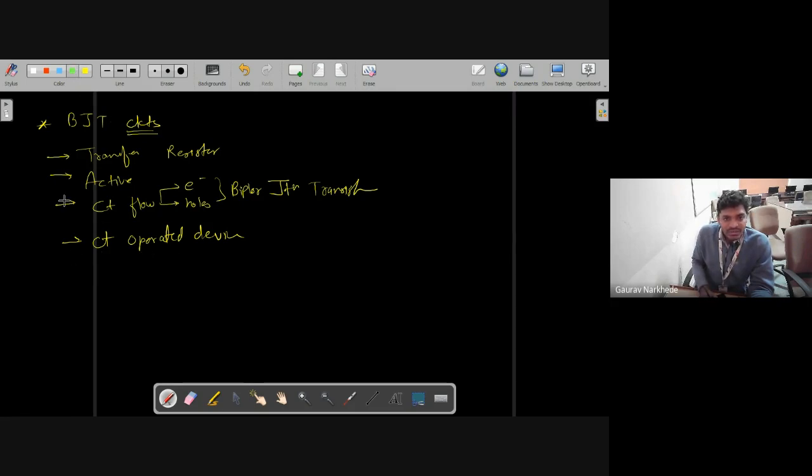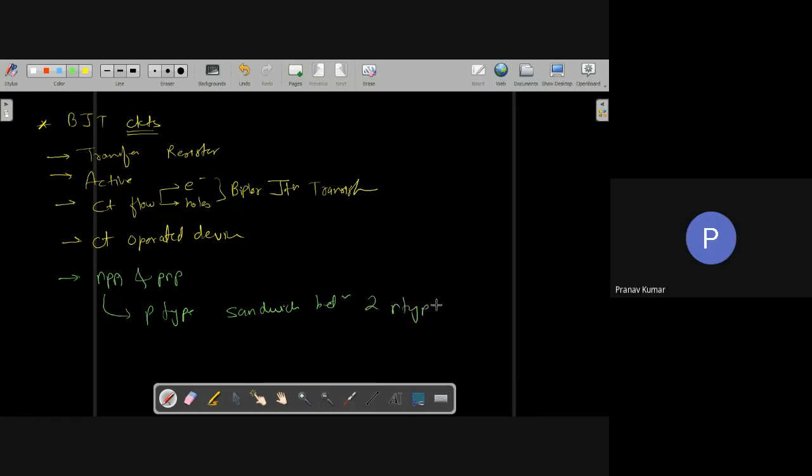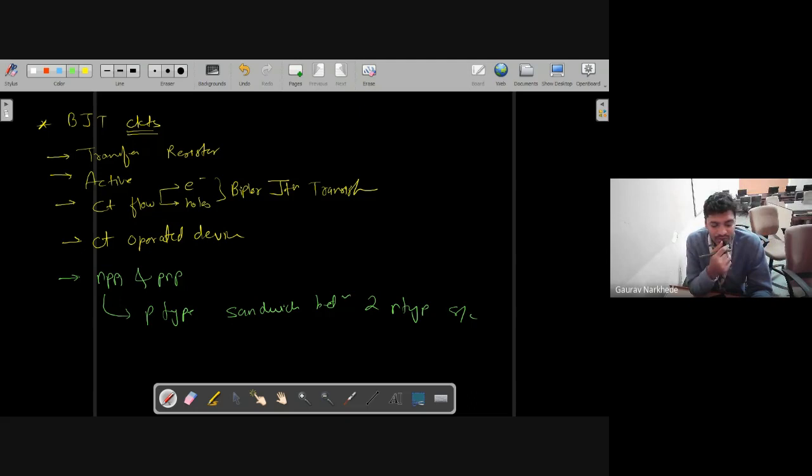Now, this device comes in two forms, right? One is NPN and the second one is PNP. So depending on the construction, we can classify the device into two types: NPN and PNP. Now see here, NPN or PNP, how are we forming this? One P type semiconductor is sandwiched between two N type semiconductors. So we can form this device.